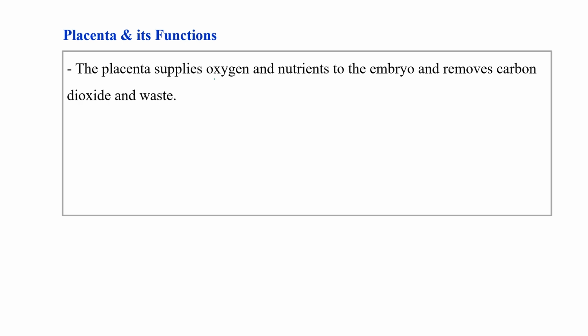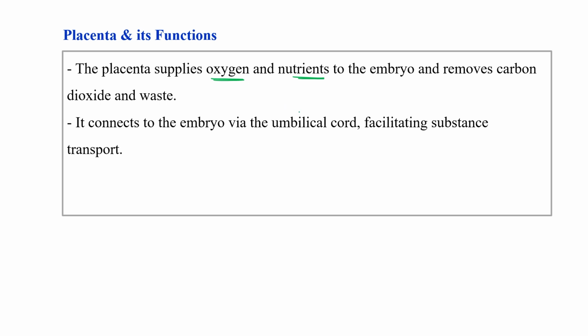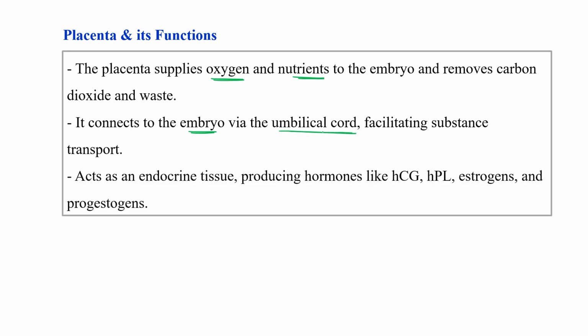Because placenta supplies oxygen to the fetus, provides nutrition to the embryo, and removes carbon dioxide and waste from the embryo as well. It connects the embryo via umbilical cord, facilitating substance transportation. It acts as an endocrine tissue, producing certain hormones like HCG, HPL, estrogens and progesterones. Okay, so these hormones are actually produced by the placenta.